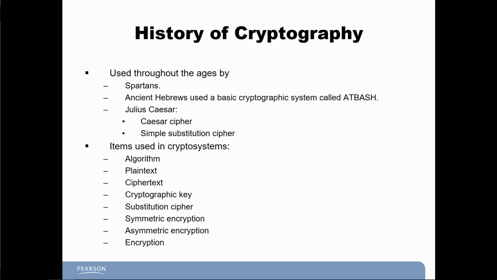All right, some of the history is that it's been used throughout the ages by a lot of the ancient societies like Sparta, the Hebrews, ancient Rome, Julius Caesar, the Caesar cipher. That was just a very simple substitution cipher. It's used in crypto systems such as plain text, ciphertexts. You guys can go through the list, but the big thing here is, again, making sure that you can send and receive messages while only allowing those with the appropriate key to decrypt your message.